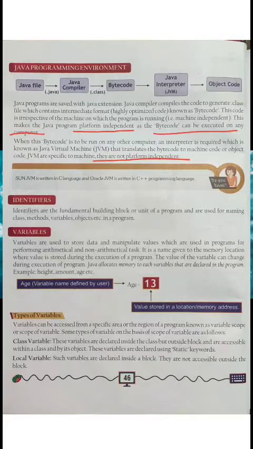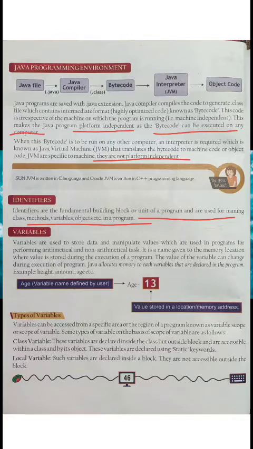Now this was the programming environment. Next we are coming to identifiers. Identifiers are the fundamental building block or unit of a program that are used for naming a class, method, variable, object. We can name the class, method, variables, object, etc. in a program. This is called an identifier.